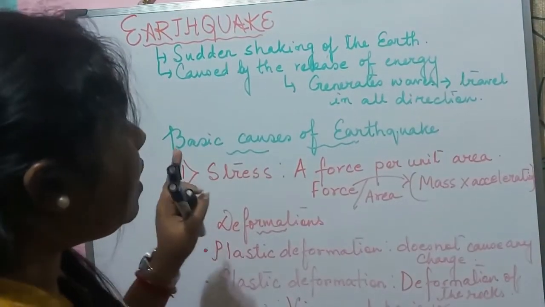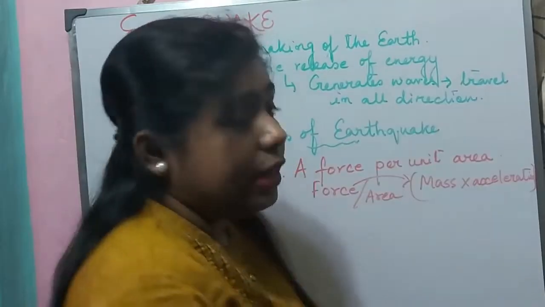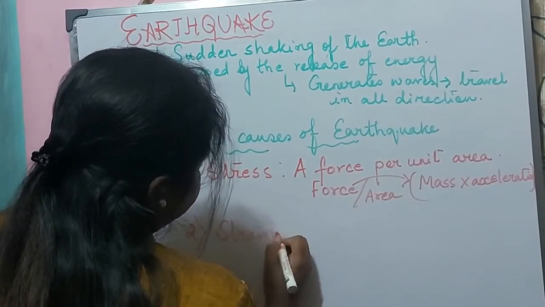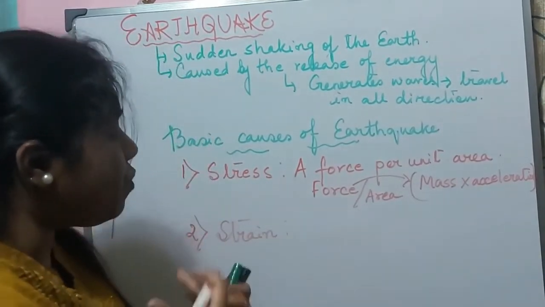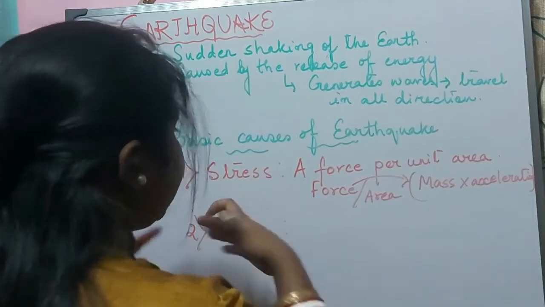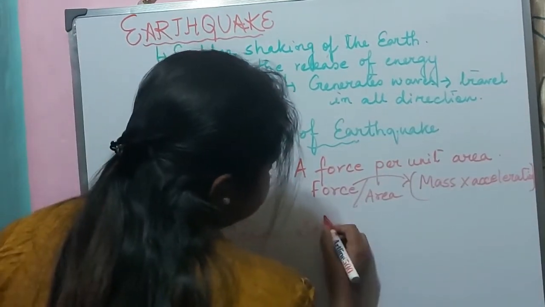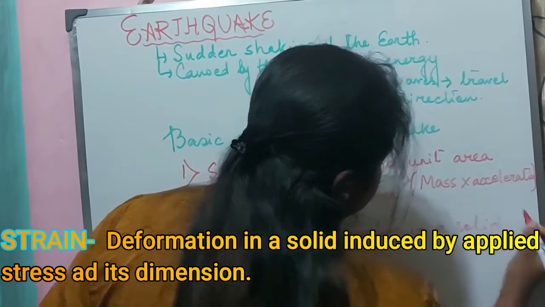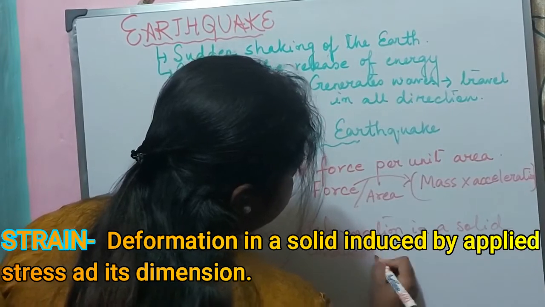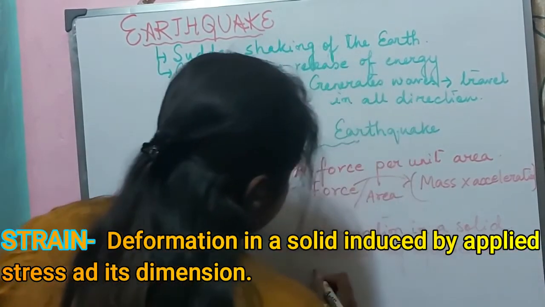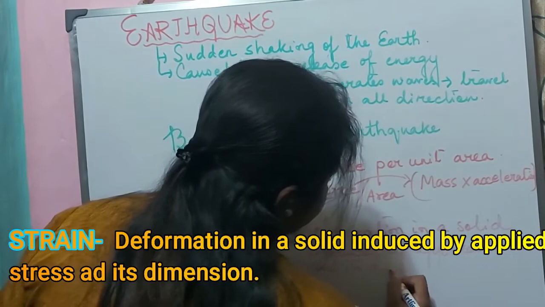Now let us see the second basic cause which leads to earthquake. It is strain. Now the question comes to our mind: is stress caused by strain or strain caused by stress? Actually, in both ways. Stress can cause strain and strain can cause stress. What is strain then? It is deformation in a solid induced by applied stress and its dimension.